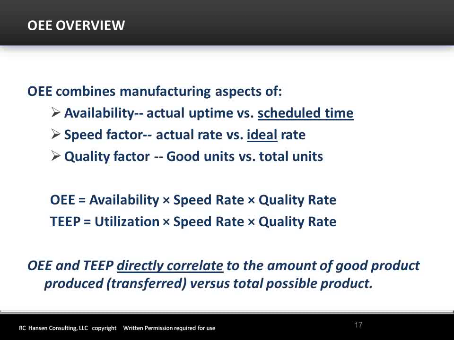The key is that OEE and TEEP directly correlate to the amount of good product produced and transferred. In other words, first pass quality product versus the total possible good product that could be made.